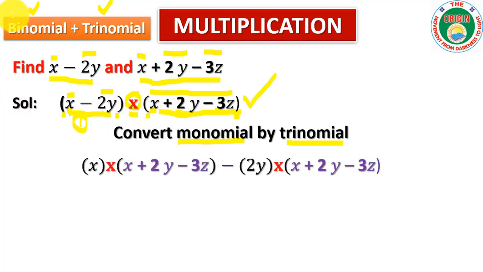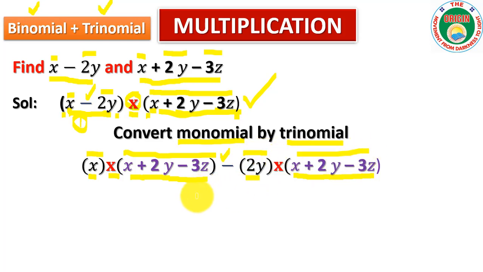Coming to the process now. I multiply x with the second expression, so x into x plus 2y minus 3z. Minus, this sign I kept here. Minus, and the second term 2y into the trinomial: 2y into x plus 2y minus 3z. This is the conversion to monomial by trinomial. How many terms are here? Monomial. And trinomial. Monomial by trinomial, and here also monomial by trinomial.